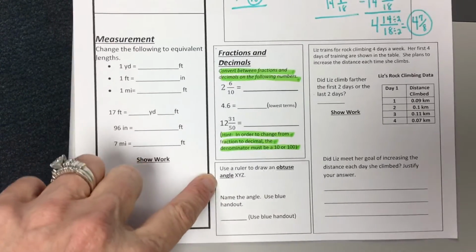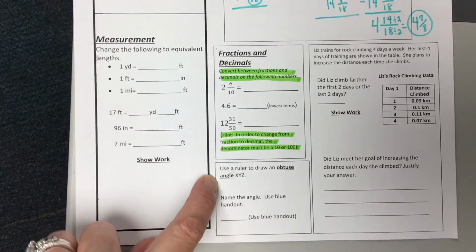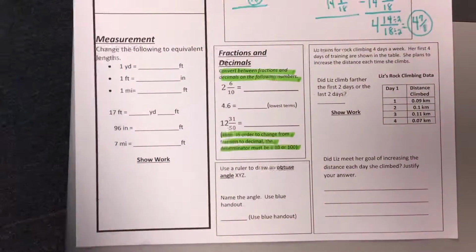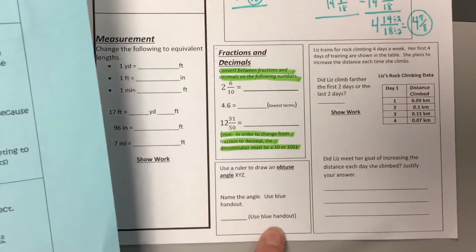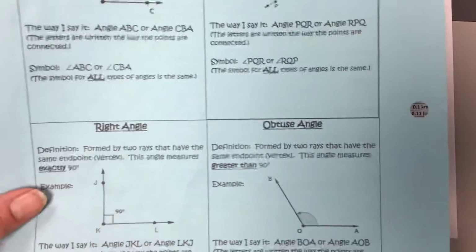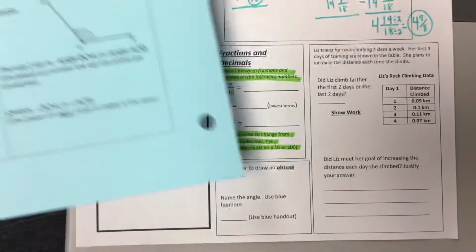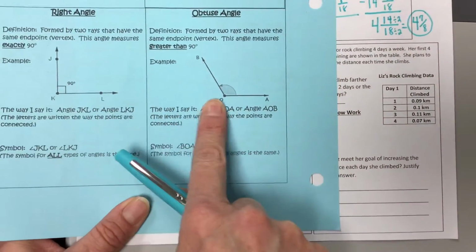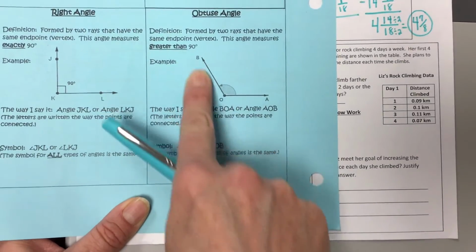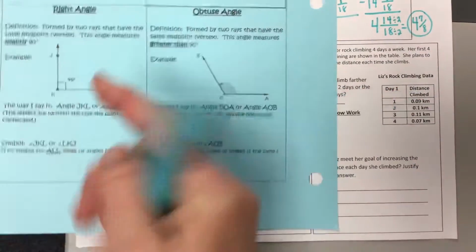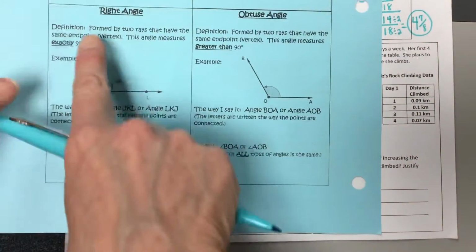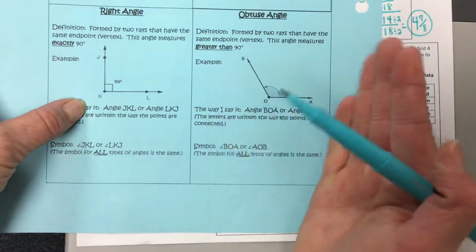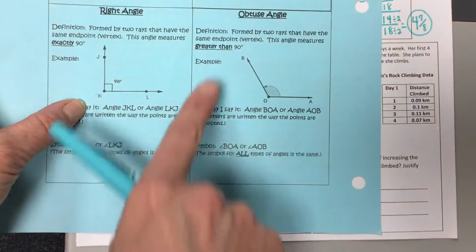This one is asking you to draw an obtuse angle. In class yesterday, I passed out a handout that is blue that has lots of different geometric terms and symbols. On here, you can see the obtuse angle. Notice how it is bigger than 90 degrees. Our right angle is exactly 90 degrees, but the obtuse angle opens wider than that.